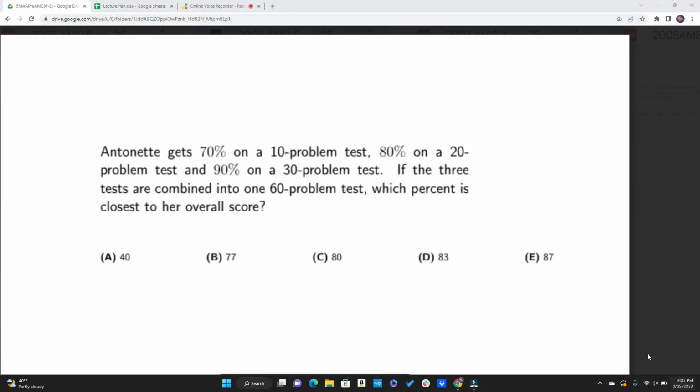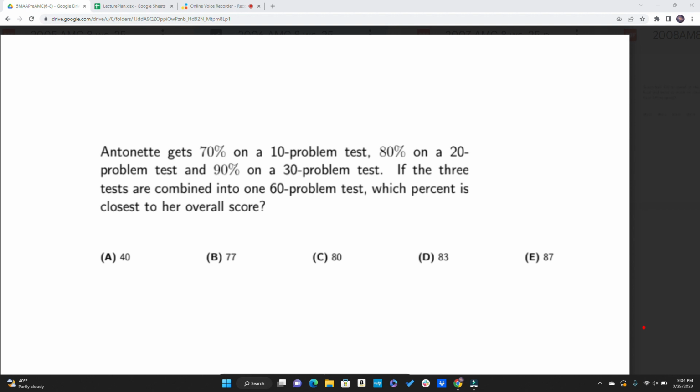So Antoinette gets 70% on a 10 problem test, 80% on a 20 problem test, and 90% on a 30 problem test. So the 3 tests are combined into one 60 problem test. What percent is closest to her overall score? Okay, so let's figure out how many questions she's getting right.